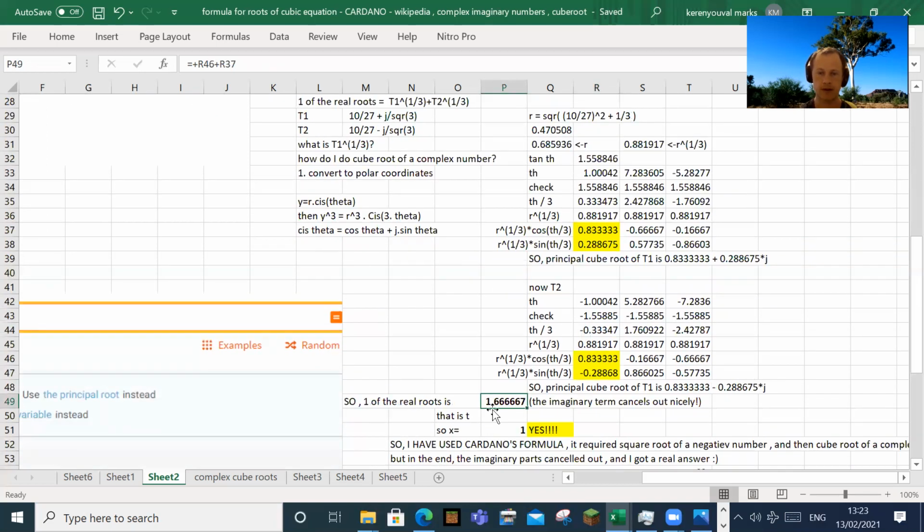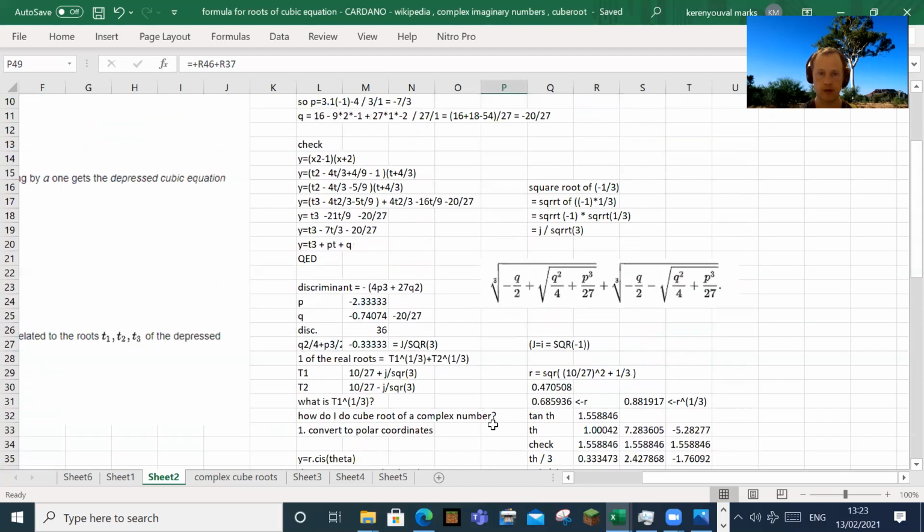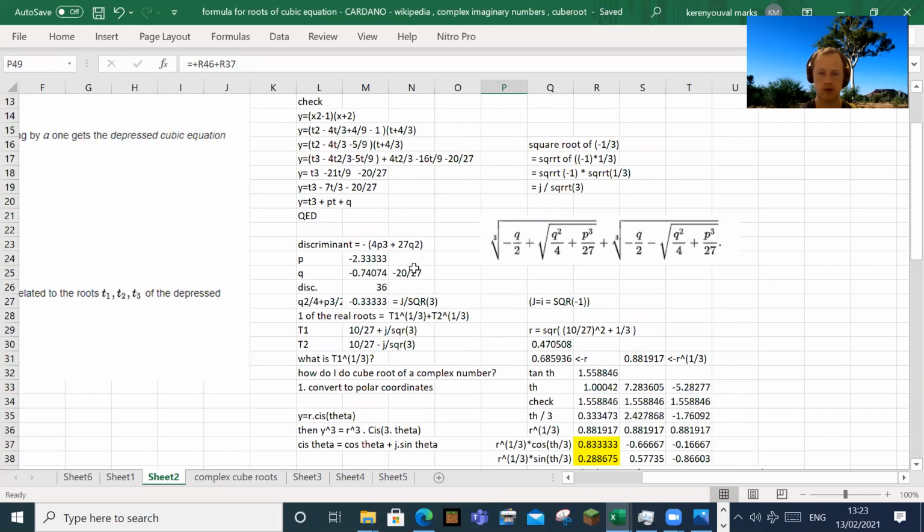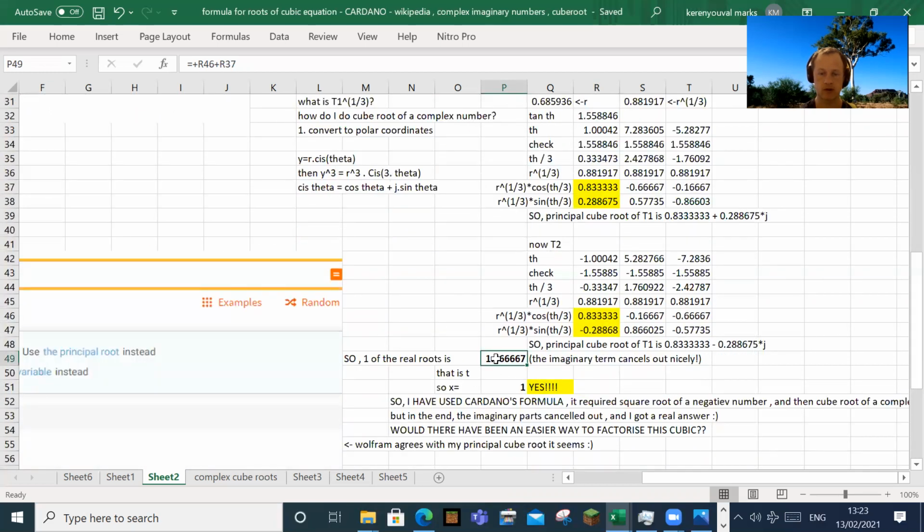Okay then, now remember, that wasn't one of our original answers, but remember that what we were solving here is the depressed cubic. So in other words, we're solving for t. What we've solved for is t. And so now remember, how do we relate between t and x? You've got this equation here, x equals t minus 2/3. So that means let's do t minus 2/3 to get to the x. So that's 1 2/3 minus 2/3 is 1. And that is indeed one of our answers.